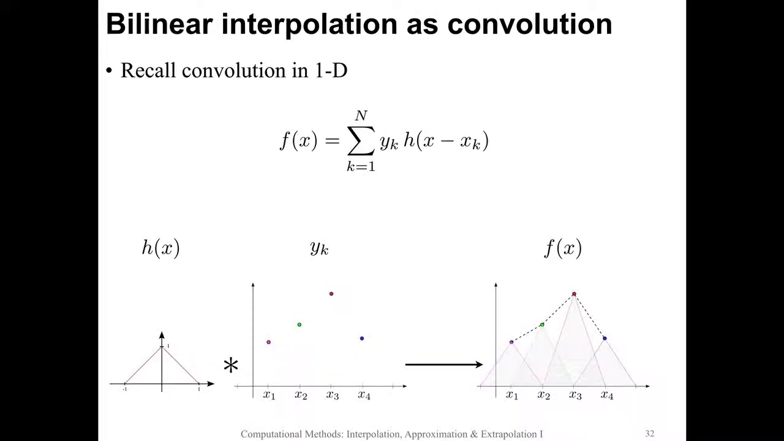Bilinear interpolation can also be viewed as a convolution. So let's just recall what we looked at earlier, which was convolution in one dimension. Here it's illustrated by linear interpolation. So we start with our kernel h of x in this case. This is the linear interpolation kernel. And we have some data, some knot points, some control points, and some measured values. And this star notation is often used to represent convolution.